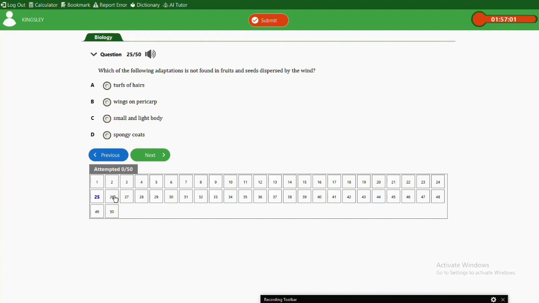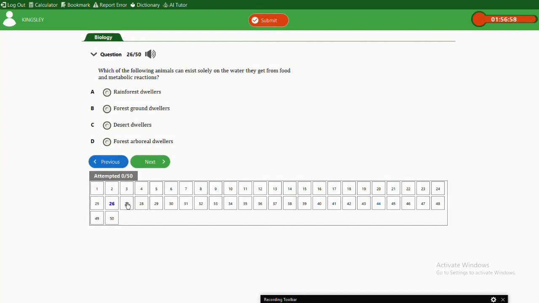But fruits that are dispersed by wind can have tufts of hairs, and they even need wings on their pericarps for them to float on air. So they also have small and light body weight so that the wind can carry them. But spongy coats actually add to their weight, so in that case makes them heavier, and that is not a good adaptation for them to be dispersed by wind. So next question, guys, that's question 26.